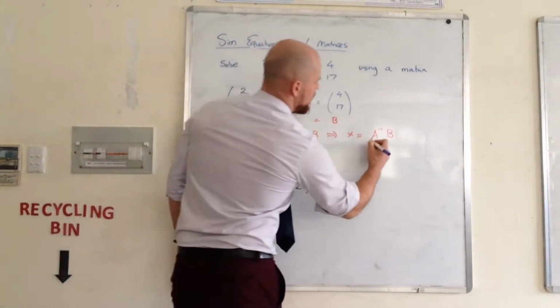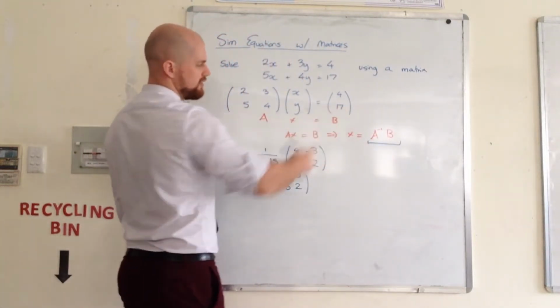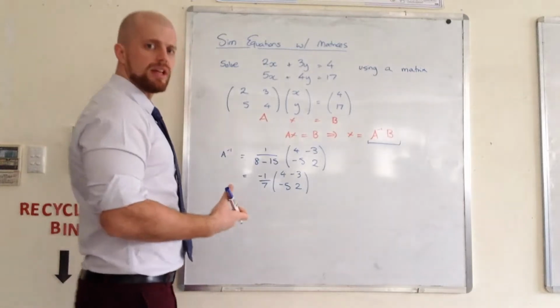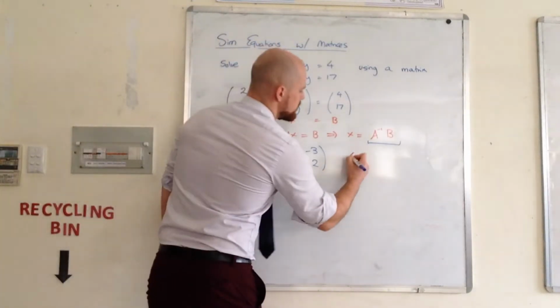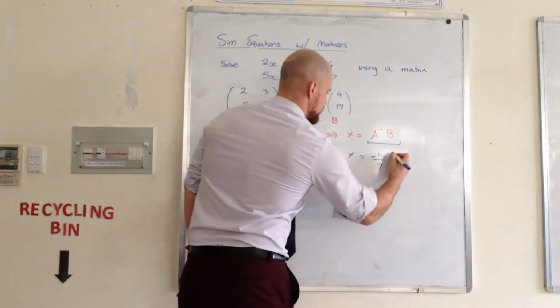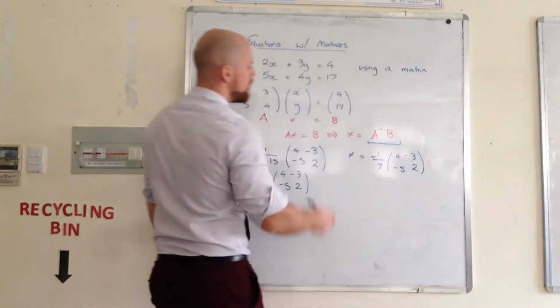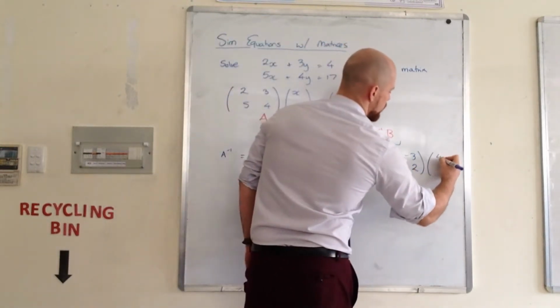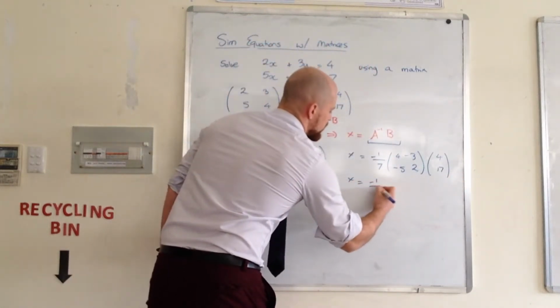So I can take the inverse, multiply it by 4, 17, and actually that will solve the equation for me, that will solve these simultaneous equations. So let's do that. x is A inverse, 4, minus 3, minus 5, 2, multiplied with 4, 17. So if you do that, you get minus 1 over 7.